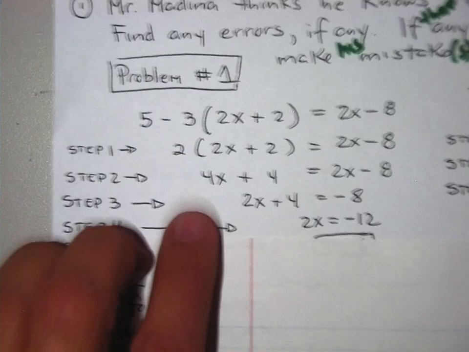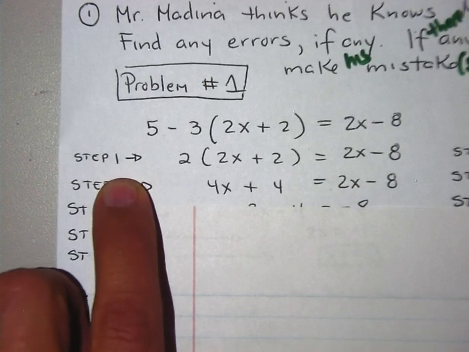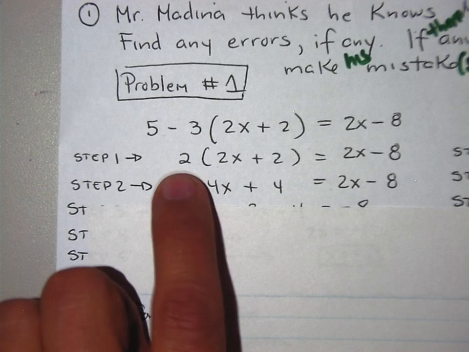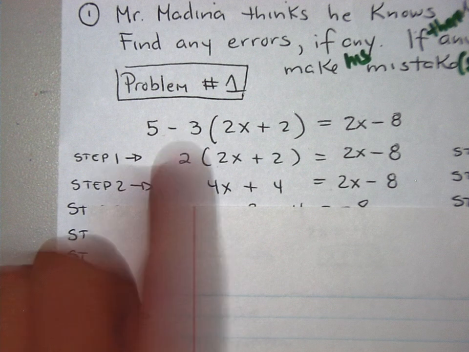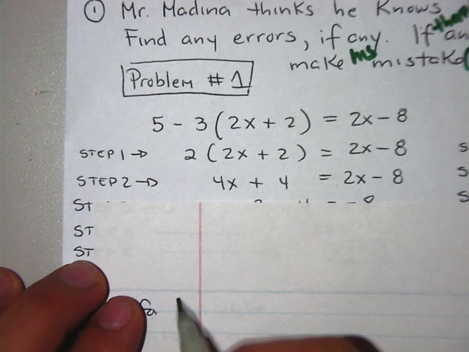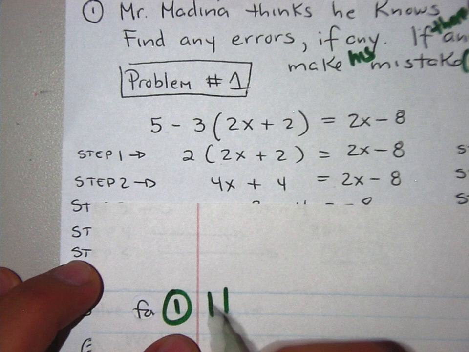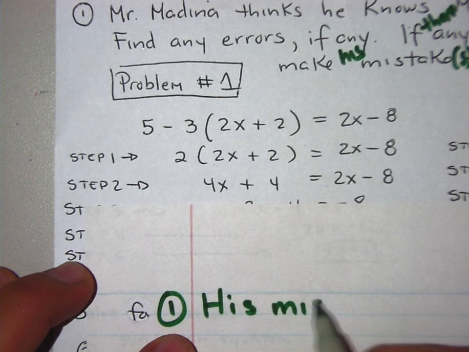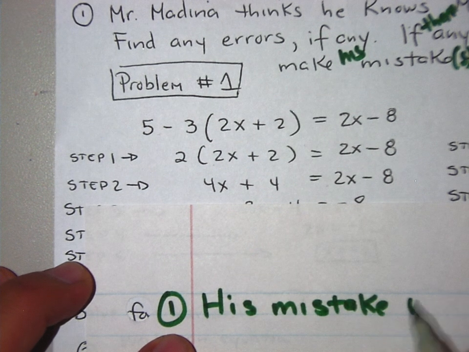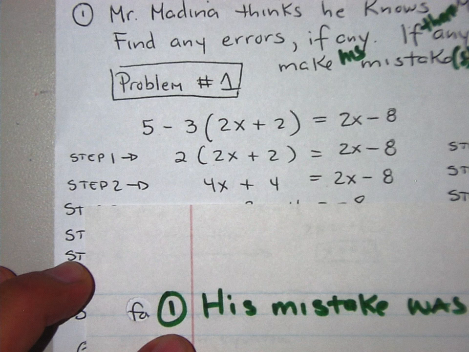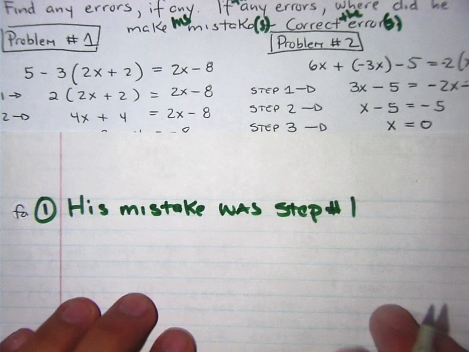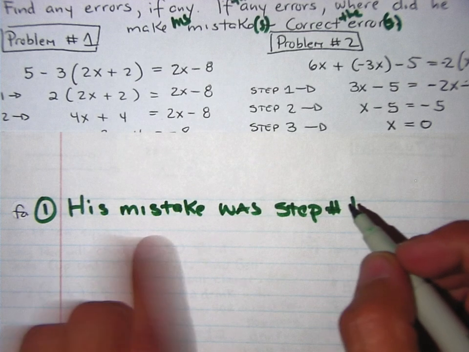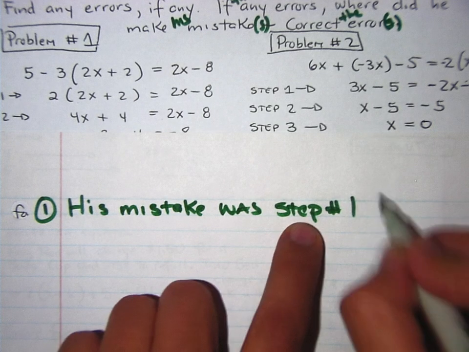So the first one, what he did, it's step 1, right? How did he get the 2? 5 minus 3. But is that what you have to do? No. So the first one said, his mistake was step 1. Right? That's his mistake. Why? Because he needed to do the distribute. So his mistake was step 1.